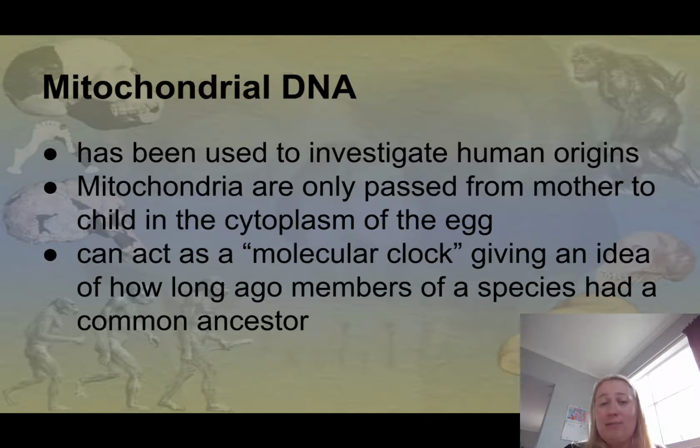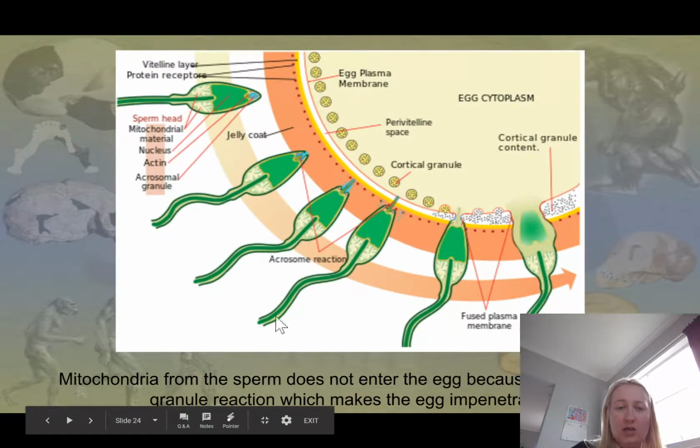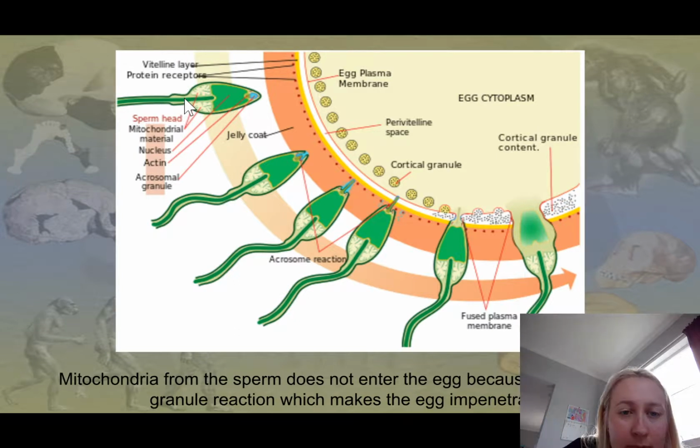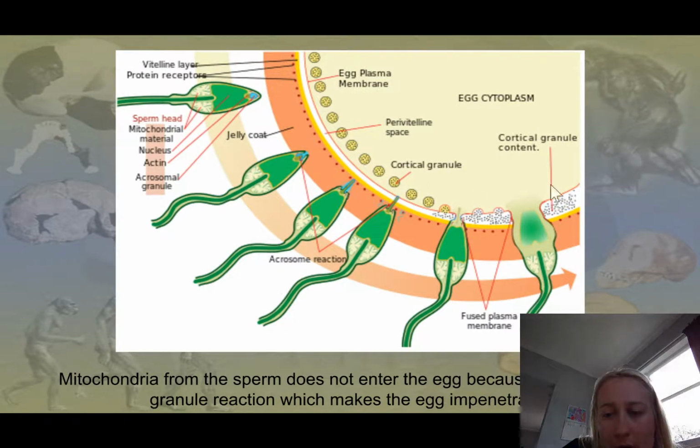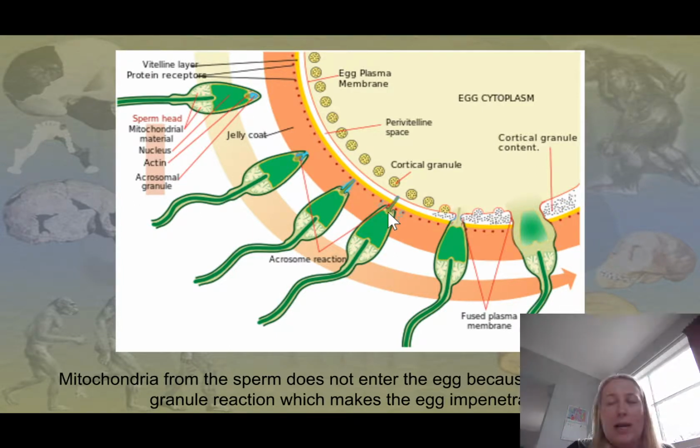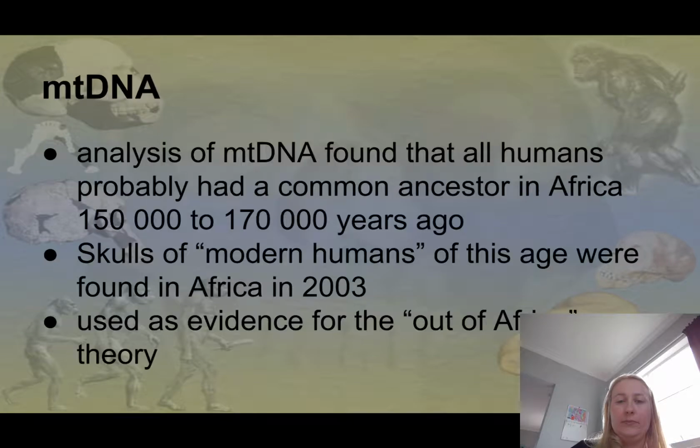So mitochondrial DNA can act as a molecular clock, giving an idea of how long ago members of a species had a common ancestor. So here's a little bit of an example. There are mitochondria in a sperm, but it is only the DNA that's actually put into the egg. So mitochondrial DNA can be traced back through your maternal line.